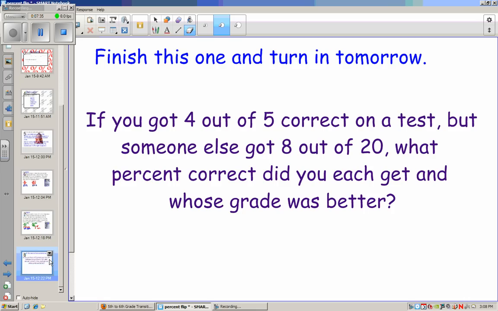So go ahead and make sure you follow the 2 steps we just talked about. First, you're going to turn it into a decimal, and then you're going to multiply times 100 to get your percent. Hope this makes sense to you.